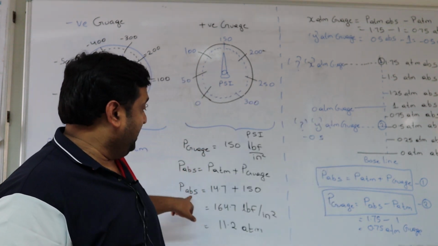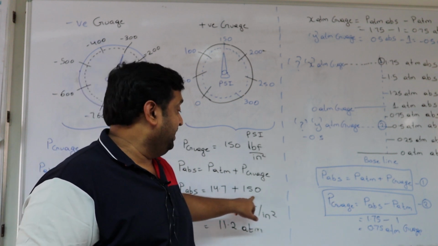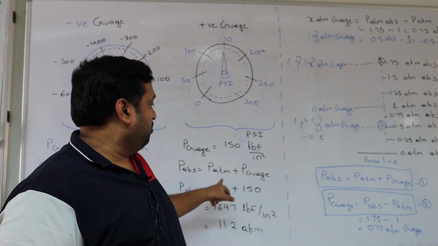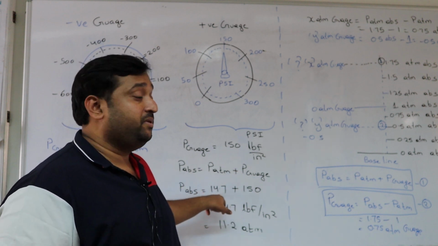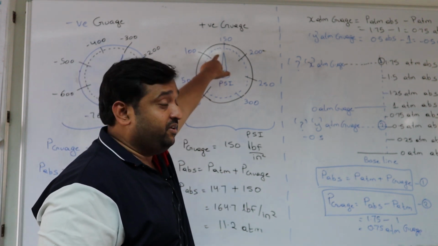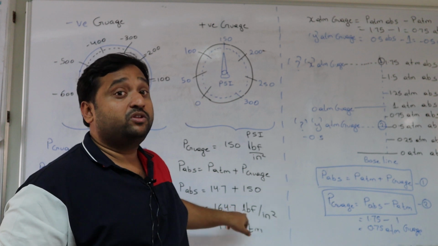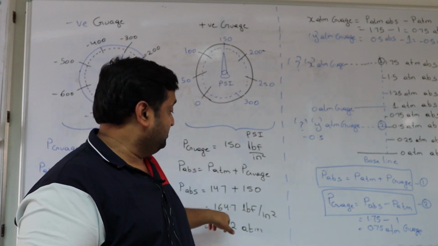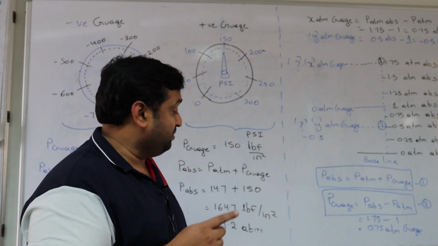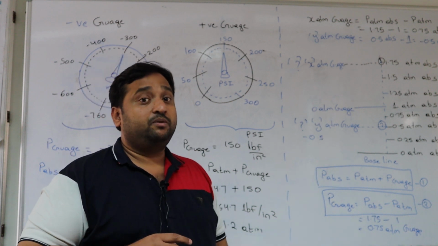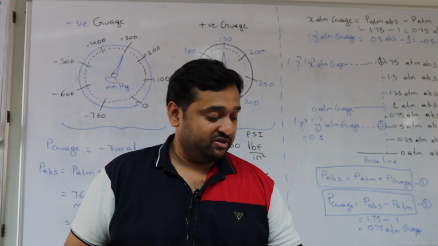Then P absolute is equal to 14.7 plus 150 psi. What is the atmospheric pressure in terms of pound force per square inch at 1 atmosphere? It is nothing but 14.7 psi. This reading, 150, is a positive reading, so 14.7 plus 150 is equal to 164.7 lbf. That means the total absolute pressure in this case is 164.7 pound force per square inch. If you convert pound force per square inch to atmospheres, you will get a value of 11.2 atmospheres. That means you are in the positive direction, because more than 1 atmosphere means positive pressures. And thank you.